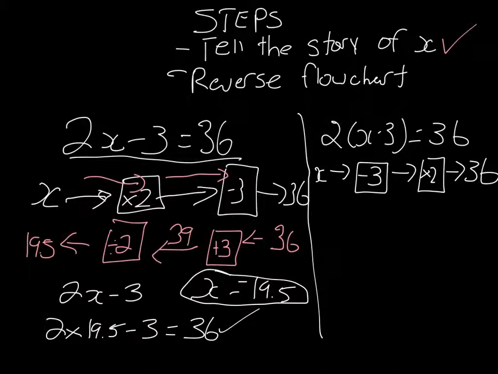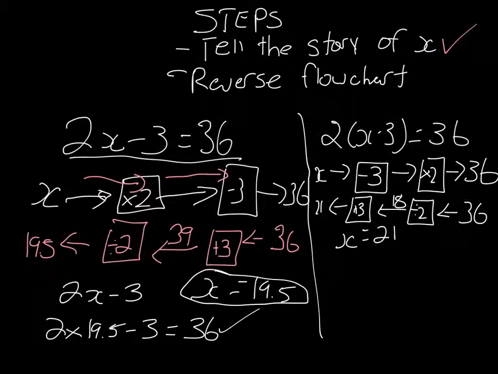So if we want to figure out what x was to start with, it's almost the same process. So we start at 36. Now instead of timesing by 2, we divide by 2, and that gives us an answer of 18. Instead of subtracting 3, we add 3, and then we get 21. So the answer here is x equals 21.